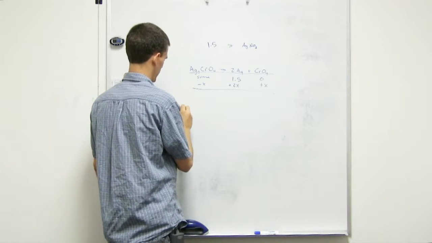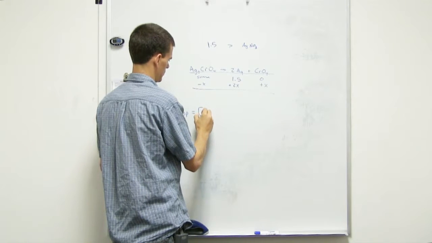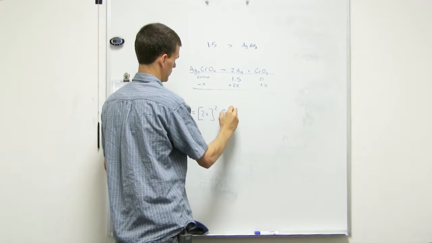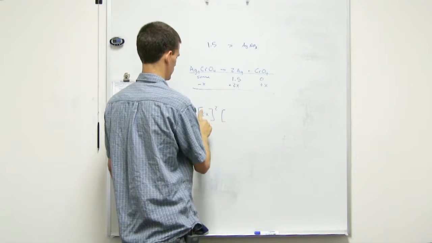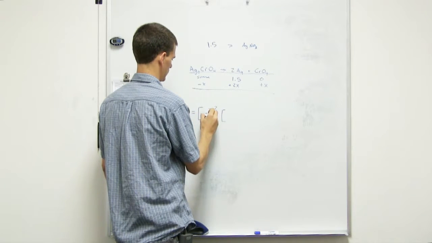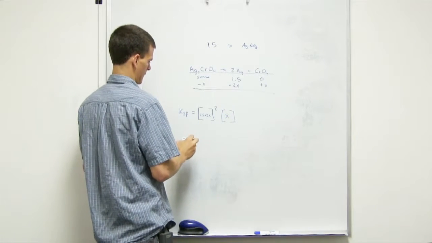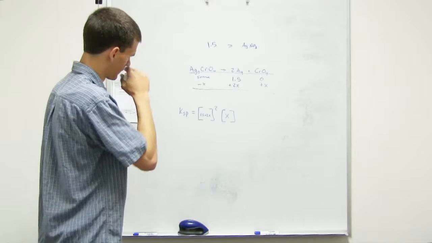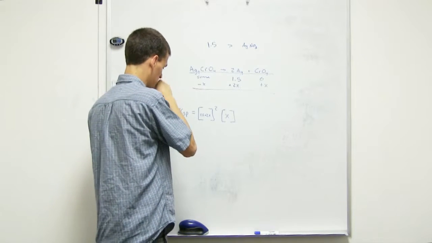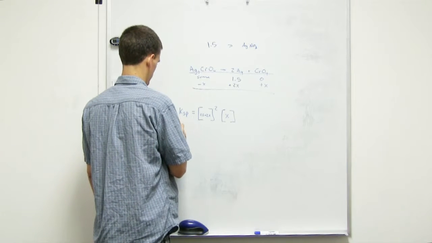And so then your Ksp equals 1.12 times 10 to the negative 12, which is equal to 2x squared plus 2x squared times x. Oh, it's still separate, okay. And your Ksp stays the same.